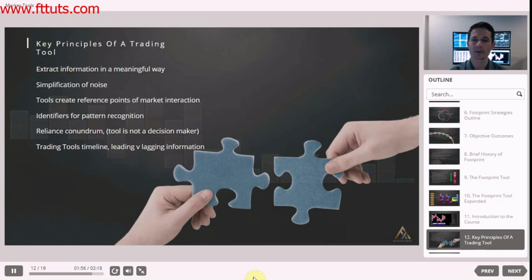Now what we're going to talk about over the next couple of slides is we're really going to drill down into this concept of lagging versus leading information. I'm going to show you across a number of different trading tools how the footprint is effectively very superior in a number of ways relative to some of the traditional tools.